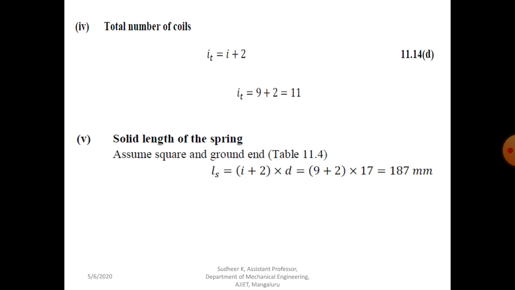Solid length means when you apply maximum force, the spring will compress such that there is no further movement for the spring, because the two adjacent coils will touch each other, so that there is no gap between the two coils. So that length we call as solid length of the spring.